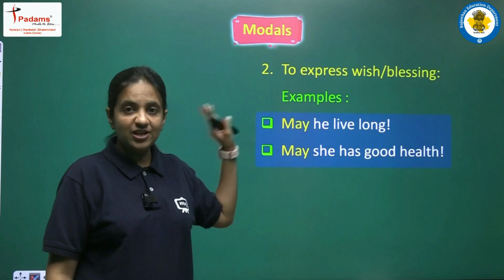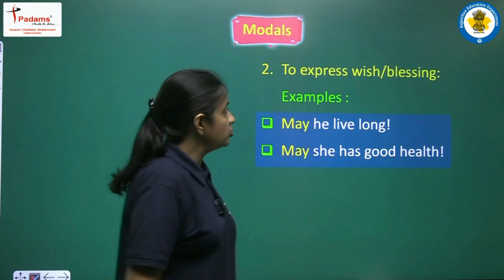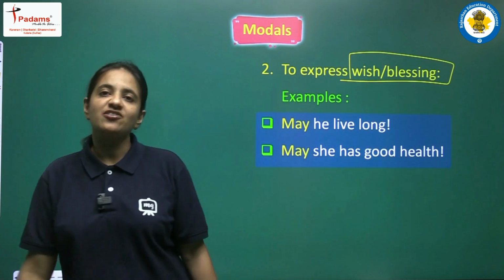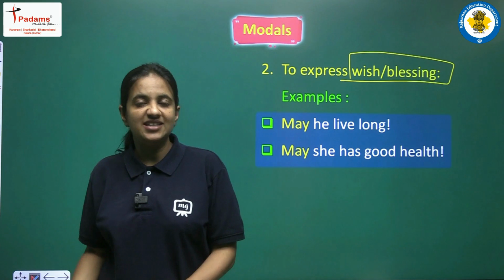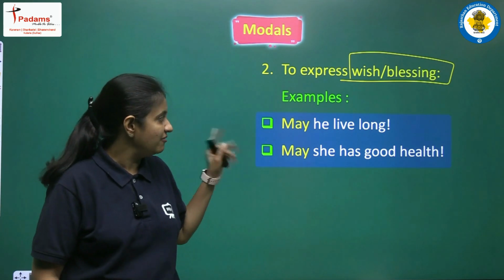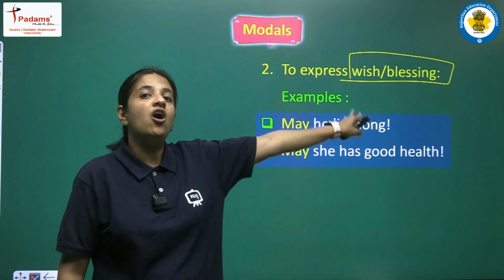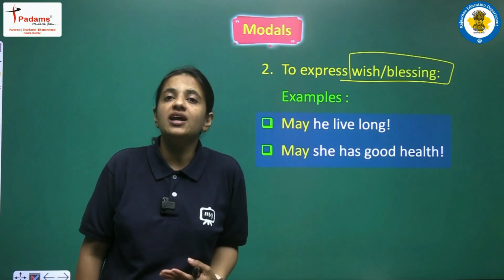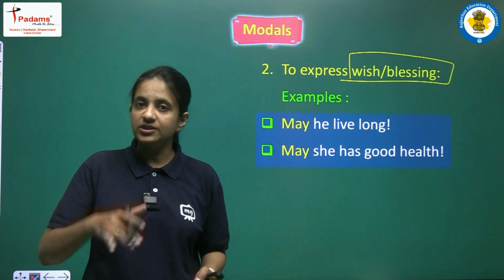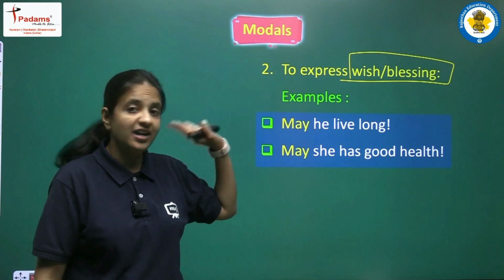Next use of may that we are having here, it is used to express wish or blessing. So whenever we are trying to show wish or blessing in a sentence, then we have to use may. So let's see the example that we are having here: may he live long! So here we are showing our blessing, our prayer, our wish for someone, and we are saying that may he live long.